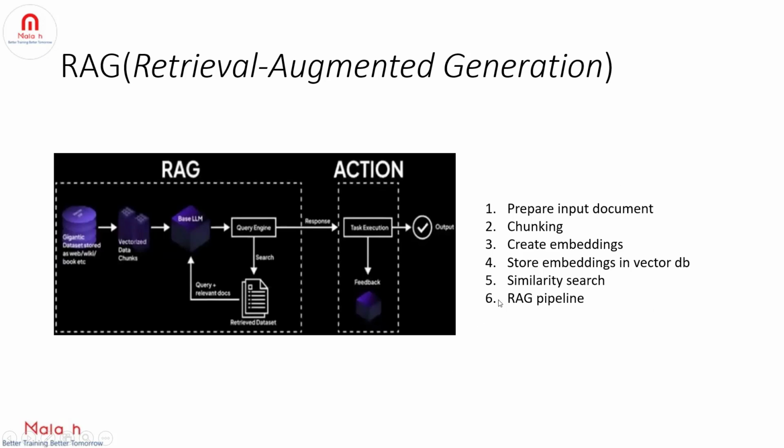So you keep your domain specific data in the vector database, so the LLM will go and search in the vector database and it will retrieve the results. So that's the whole theory behind RAG, Retrieval Augmented Generation, right?